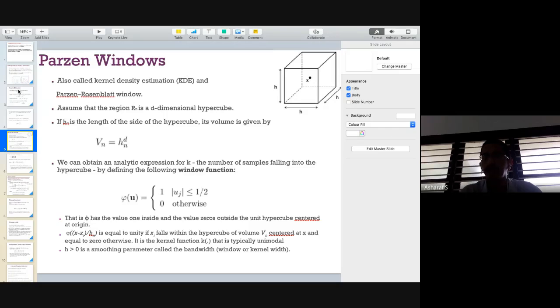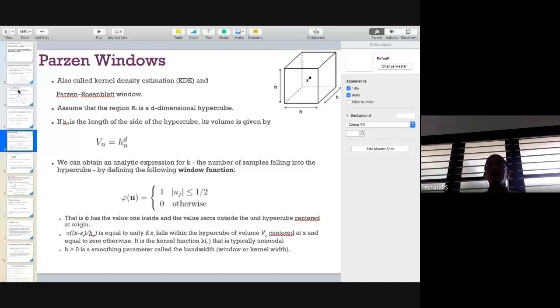The window function is essentially like, when do you say a point is inside or outside? I am defining the notion of success or failure with respect to the volume occupied by the hypercube. It's essentially counting. So phi of u is 1 if it is less than or equal to half, otherwise it's 0. That is, phi has the value 1 inside and value 0 outside the unit hypercube centered at the origin.